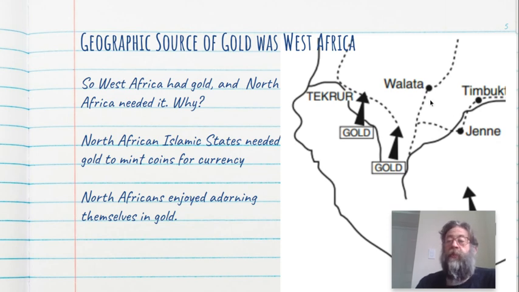Different cities are going to end up taxing certain items that come through, and that's how they're going to make money. So the whole region starts to really flourish economically.